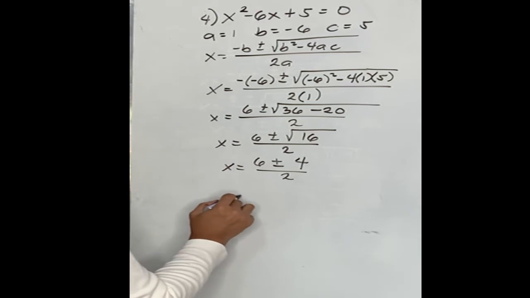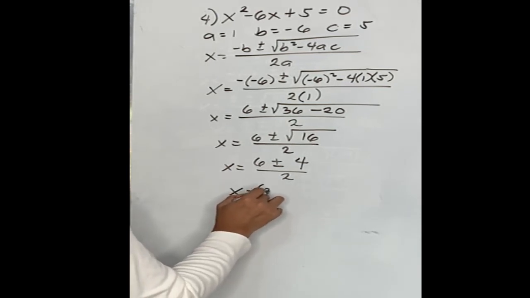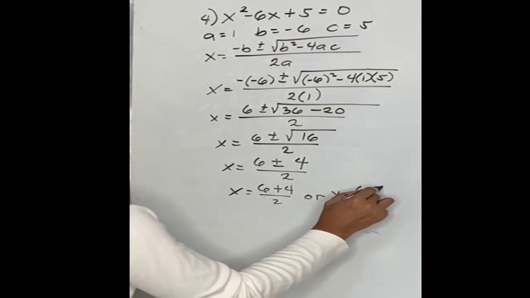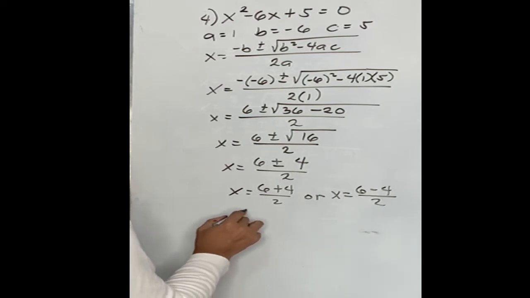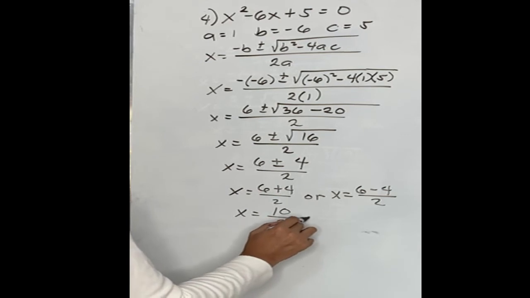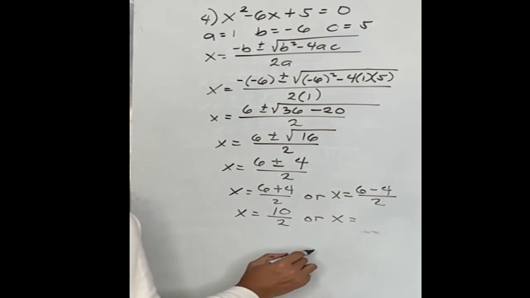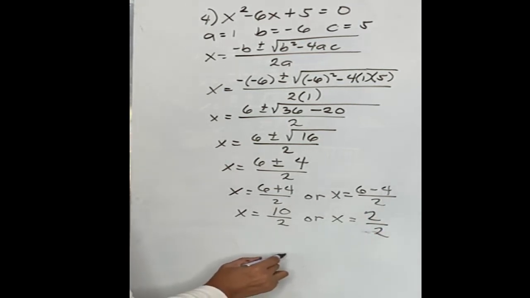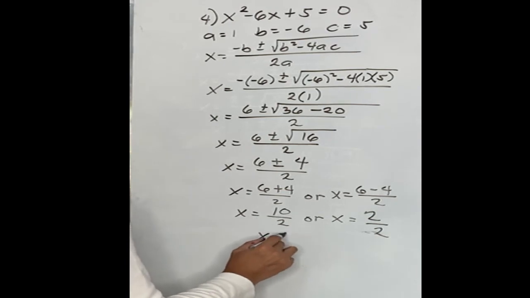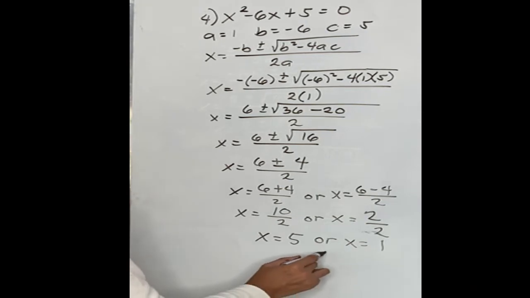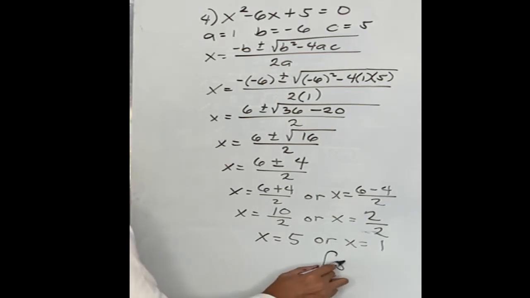So you will be having two solutions. X is equal to 6 plus 4 all over 2, or x is equal to 6 minus 4 all over 2. X is equal to 6 plus 4 is 10 over 2, or x is equal to 6 minus 4 is 2 all over 2. So solving, x is equal to 10 divided by 2 is 5, or x is equal to 2 over 2, which is 1. Therefore, our solution set will be 5 and 1.